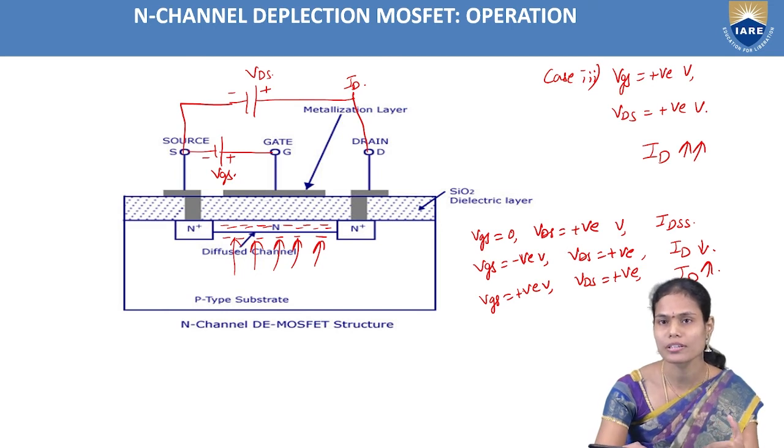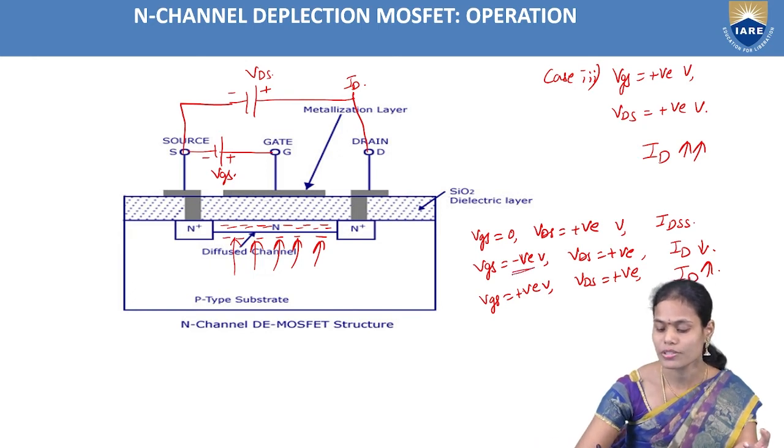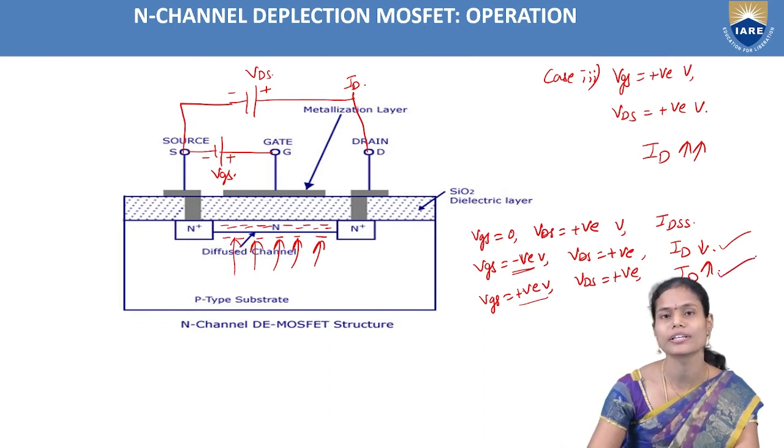Depletion mode means decreasing current and enhancement mode means increasing current. So when VGS is negative, this particular MOSFET will operate in the depletion region. In that region the current will decrease. When the gate to source voltage is positive, it will operate in the enhancement mode. In that case the drain current will increase. So this particular thing we can observe in the voltage current characteristics of the MOSFET.